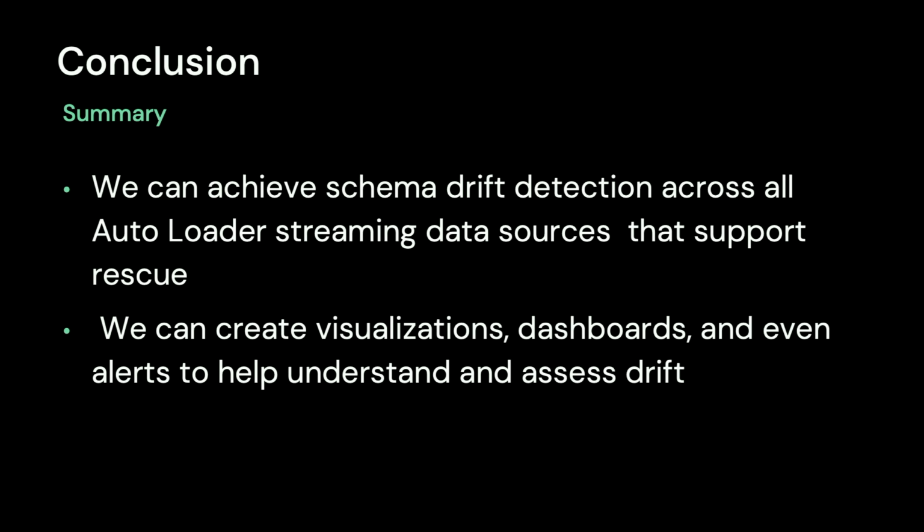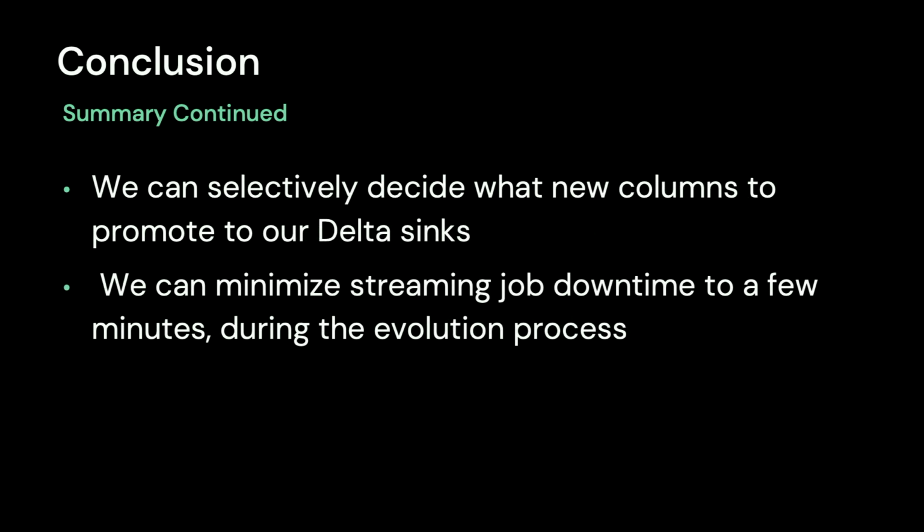So, summary: we can achieve schema drift detection across Autoloader streaming data sources that support rescue, which are quite a few file types. We can create visualizations, dashboards, and alerts to help understand and assess the drift that we're seeing across all of our data sources for our enterprise. We can selectively decide which of those keys we want to promote as first-class citizens or columns in our Delta table. And we can minimize the streaming ingest job downtime to just a few minutes, if that.